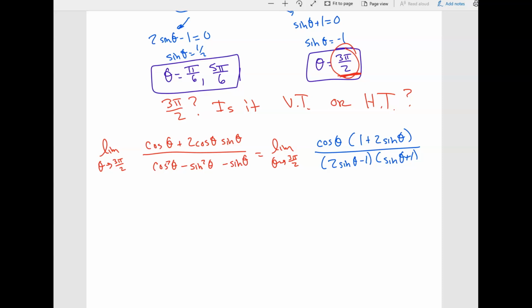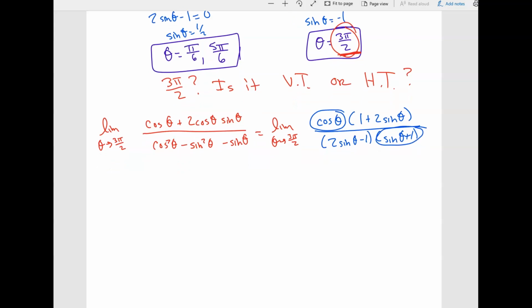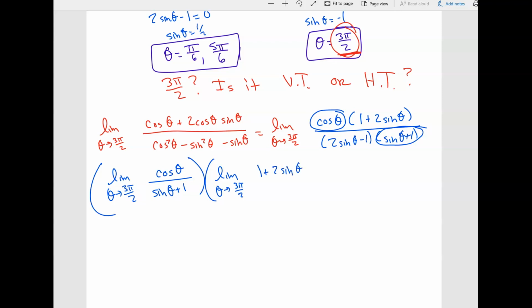Now the one that's really giving me an issue is basically this cosine theta, because that's where the 3 pi over 2 came from, and also this factor. These two gave me an issue, so I'm going to group those together. So the limit as theta goes to 3 pi over 2 of cosine of theta divided by sine theta plus 1. That's the one that gave me an issue. And then using properties of limits, I can just multiply this by the limit as theta goes to 3 pi over 2 of the second part, 1 plus 2 sine theta over 2 sine theta minus 1.